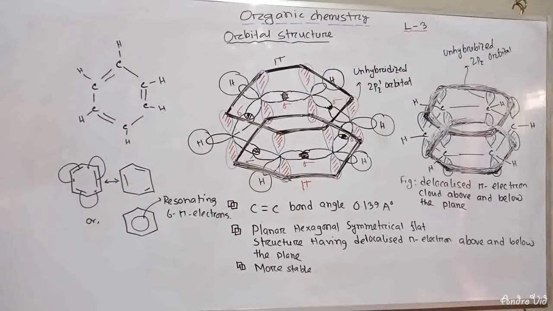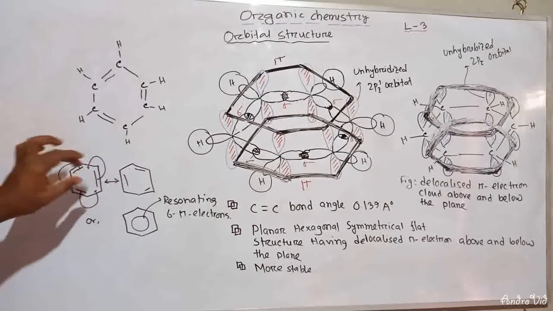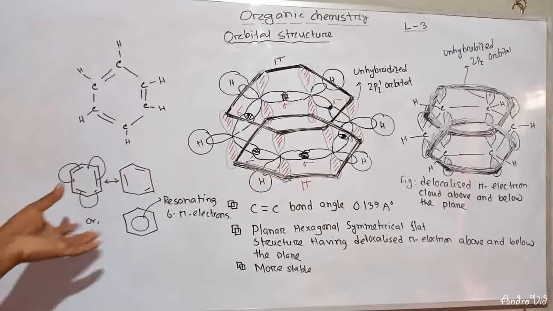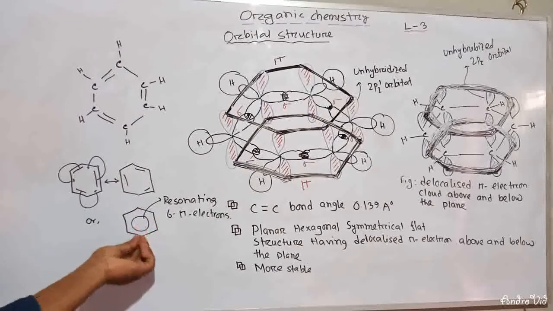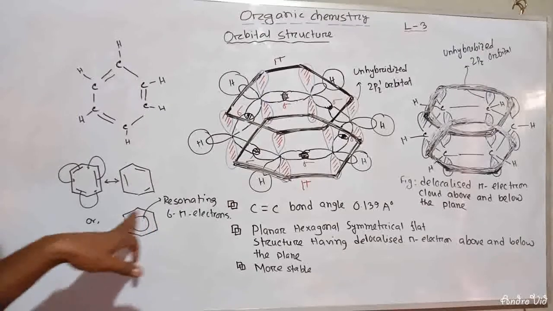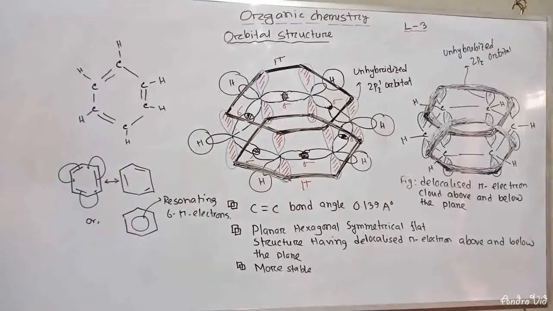Due to the resonance or the delocalization of these pi bonding electrons, more structures can be possible in case of benzene. You have seen on the board, this structure is also possible if the electrons can resonate this way. So you can also have this structure, and this is the hybrid structure, the combination of these two structures, where this indicates the resonating of 6 pi electrons. Okay, this is basically the information about the orbital structure.